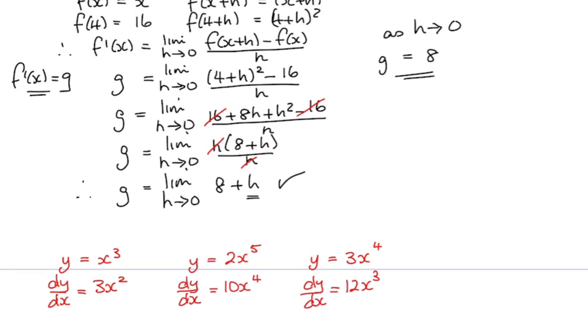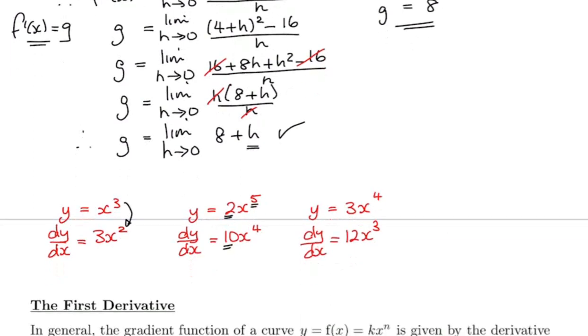First of all, you should notice that the power decreases by 1, and also you will notice that the coefficient of x in the derived function, the gradient function, is the product of the coefficient and the original power, and that is true.